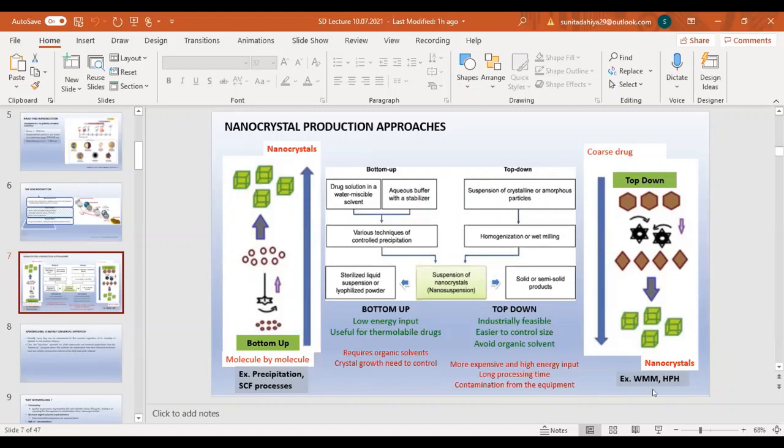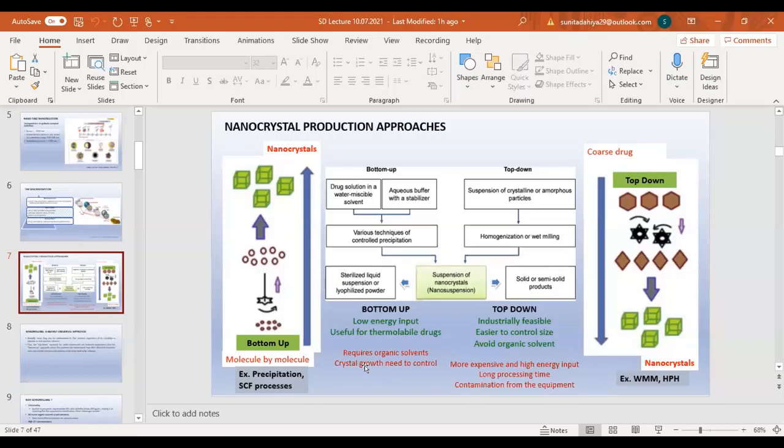So in this case, WMM, that is the wet media milling, or HPH, that is the high pressure homogenization. Among these two, WMM is a very, very widely successful approach because many of the dosage forms are available in the market. So this is the basic difference, although both methods have certain advantages and disadvantages.